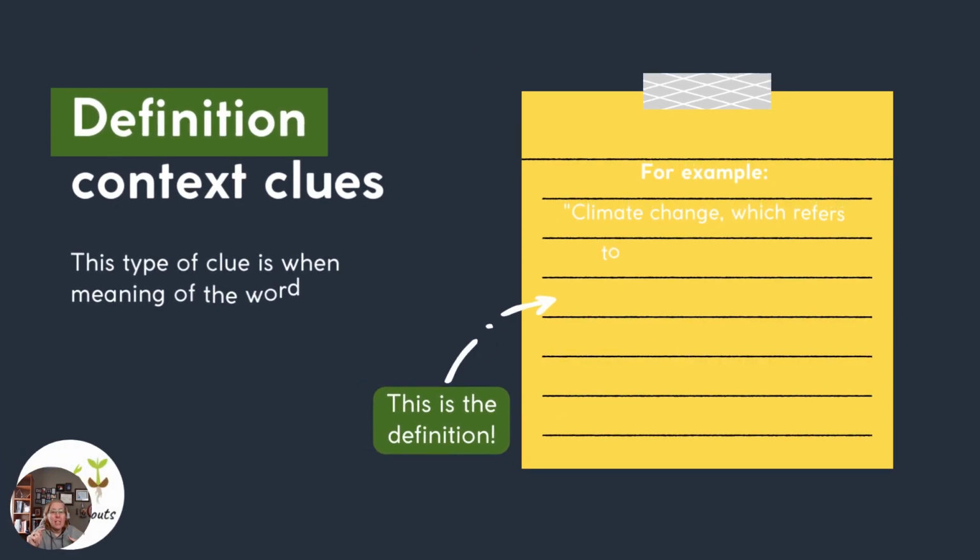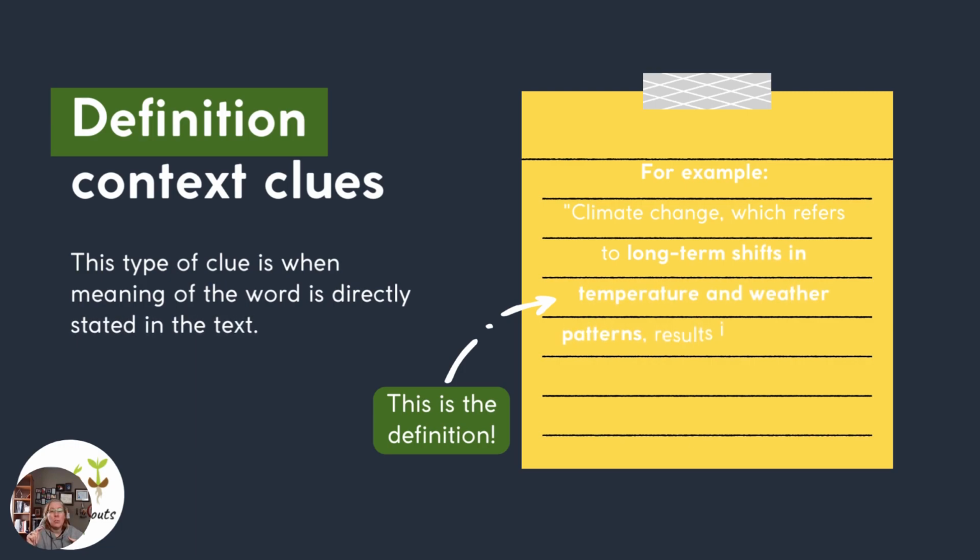Here you can see that this is the definition. So climate change, which refers to the long-term shifts in temperature and weather patterns. You'll see which refers to is a really good clue to say, oh, here is the definition of the word before it. So helping your child understand they should look for clues like which refers to will help them identify definition context clues in their reading.